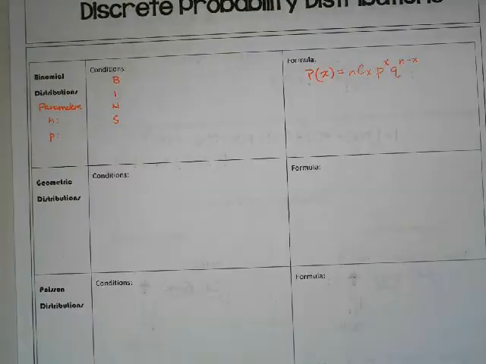Okay, so that's the formula. But you can plug it in your calculator, binomial distribution, same thing, second distribution, arrow up, and it's up there. It's binompdf and binomcdf.